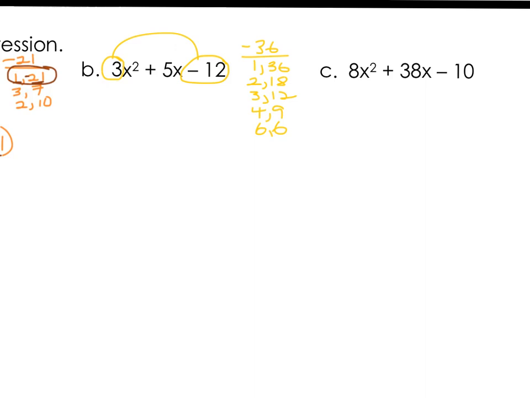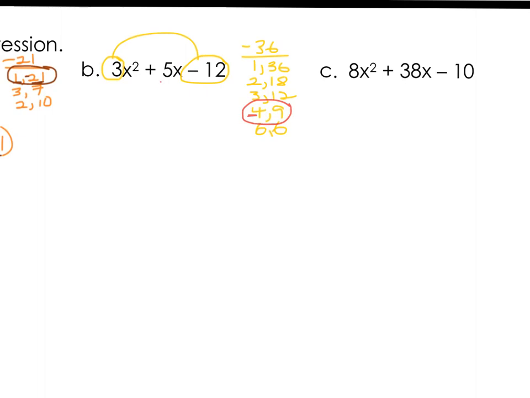Now, to get negative 36 as a product, we have to make sure that one of them is positive, one of them is negative, and then we want them to add this time to get positive 5. If we take a look at our list, it looks like we could do negative 4 plus 9, and that would give us positive 5. So those are our factors for step 4, and that's what adds up to get that 5x in the middle.